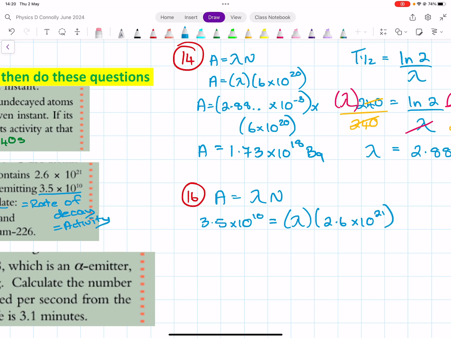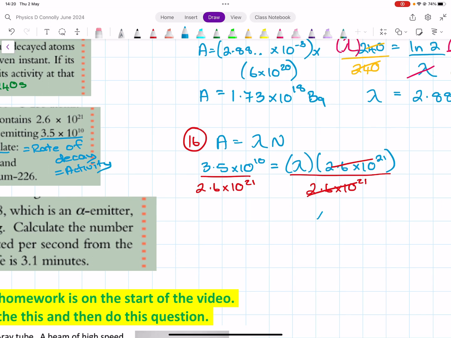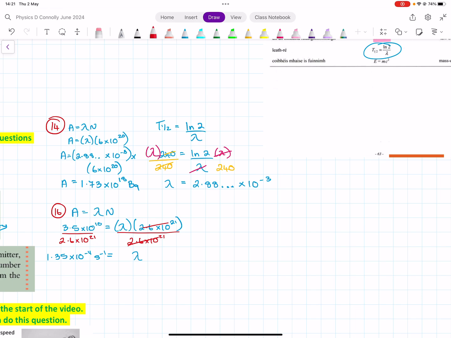Okay, so we divide by 2.6 by 10 to the 21. So lambda is 3.5 by 10 to the 10 divided by 2.6 by 10 to the 21, which is 1.35 by 10 to the minus 11 per second. And then the last one there, which is from a different section.